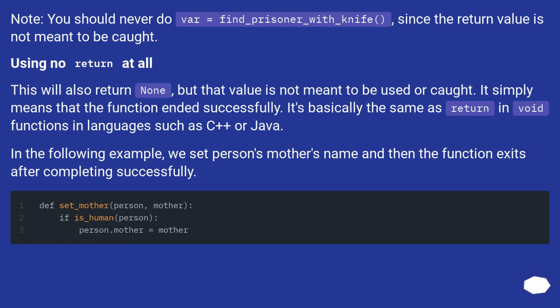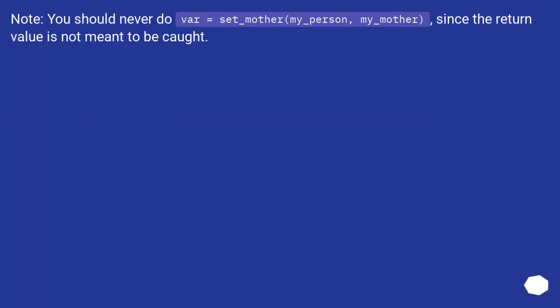Using no return at all. This will also return none, but that value is not meant to be used or caught. It simply means that the function ended successfully. It's basically the same as return and void functions in languages such as C++ or Java. In the following example, we set person's mother's name and then the function exits after completing successfully. Note, you should never do var = set_mother(my_person, my_mother), since the return value is not meant to be caught.